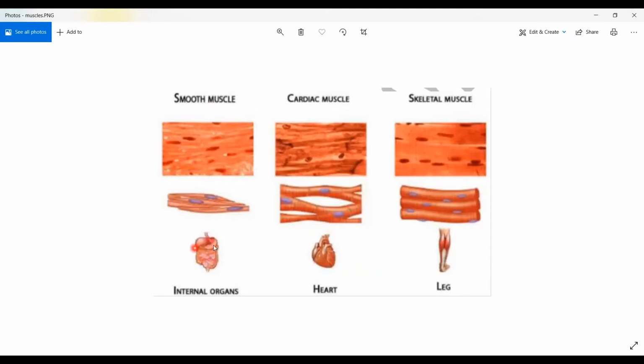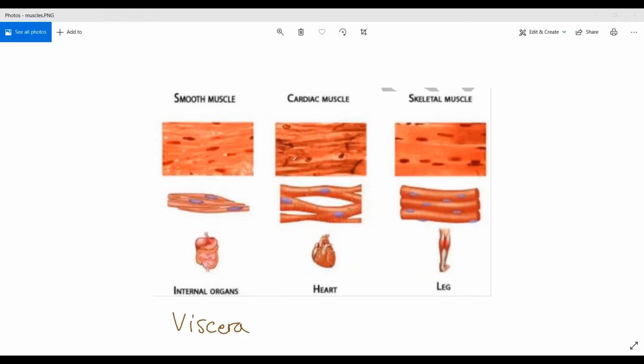Smooth muscles, they are found in the viscera. We call them the viscera, or the internal organs. Like what? Like the digestive tract, like the blood vessels. They have smooth muscles in the walls, whatever.